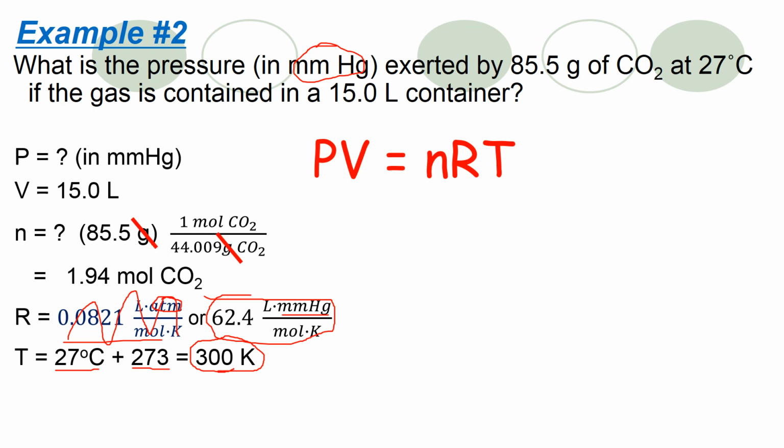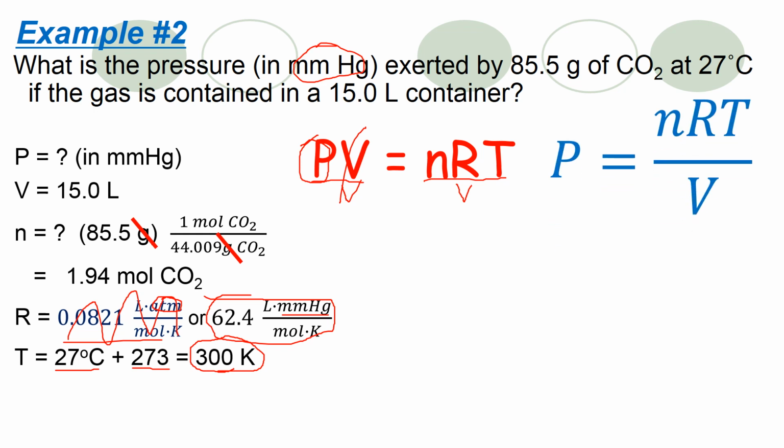We're going to start with this equation. Remember, we're solving for pressure. So to solve for pressure, I need to get rid of volume. If I divide by volume, then the volume will cancel out. But that means I need to divide my other side also by volume. And that leaves me with the pressure is equal to nRT over V. So we end up with this equation. Pressure is equal to nRT over V.